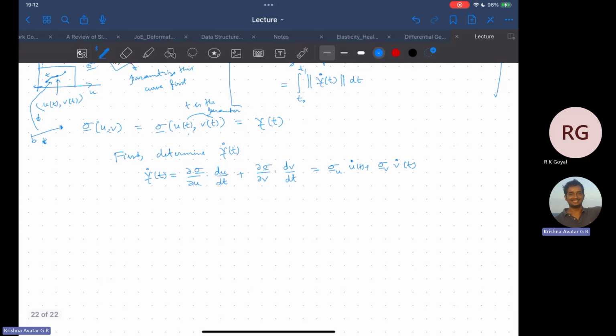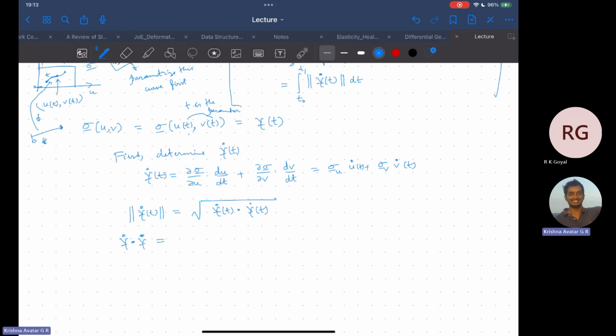Now what we need to do is determine the norm. So the norm of gamma dot is going to be the square root of gamma dot of t dot gamma dot of t, which means the square root of the inner product. So why not? Let's try to determine the inner product. And I'll skip this t for now.